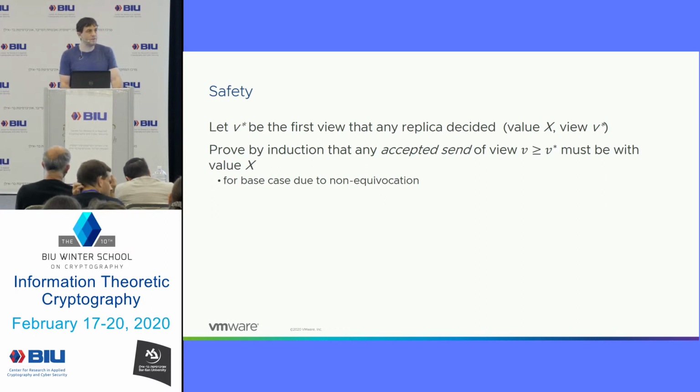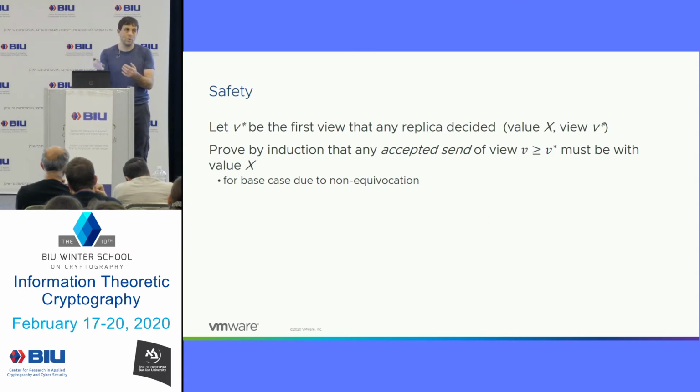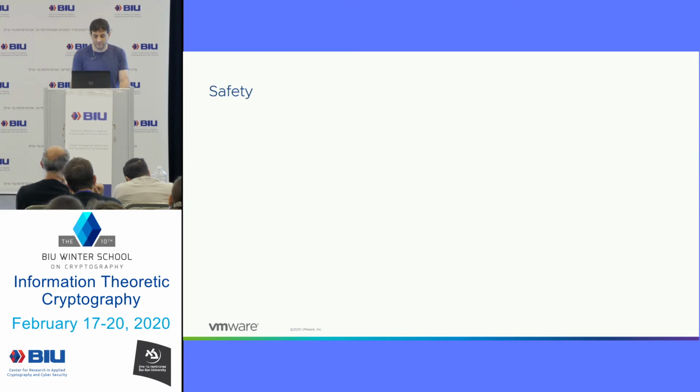And the reason this is true when we are in V star is because of non-equivocation. So due to non-equivocation, we basically will not have n minus f echo 1s for one value and n minus f echo 1s for the other value, right? We've seen that yesterday. And so this is the base case.